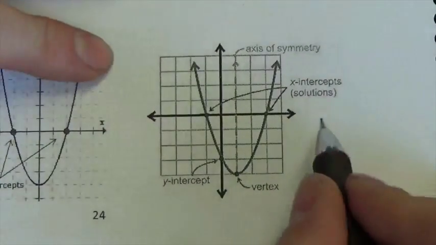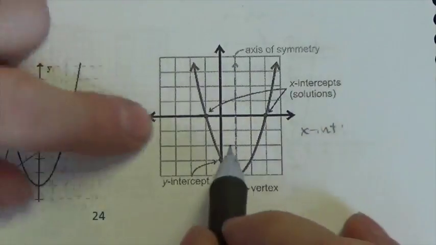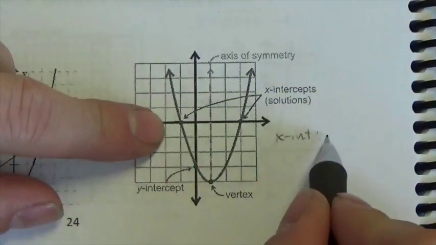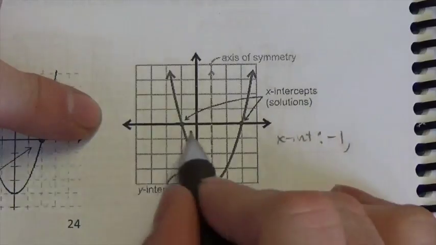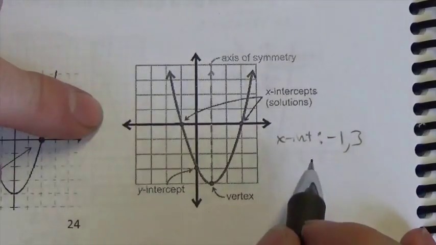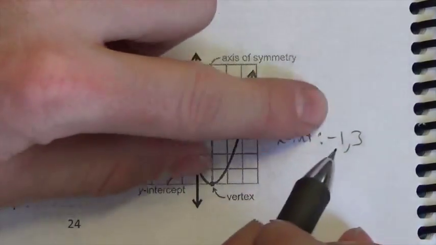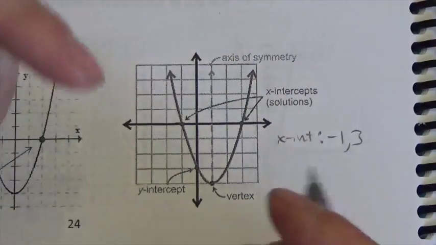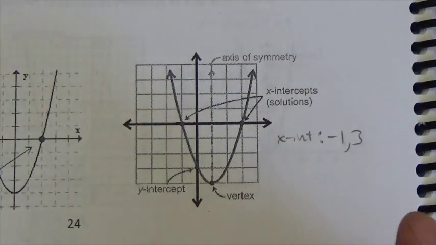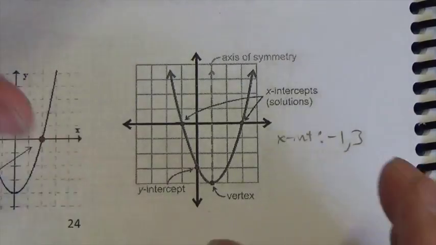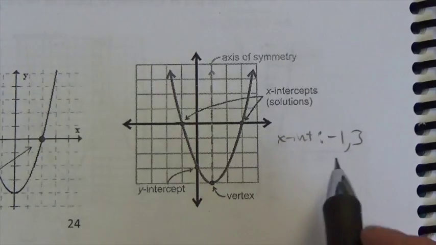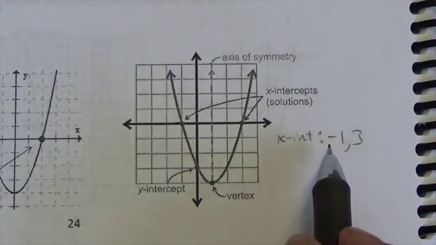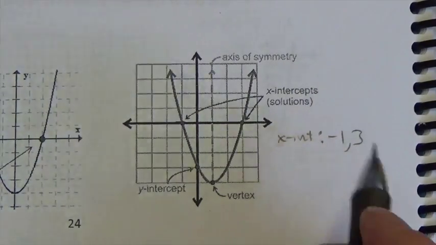So here, my x-intercepts, when I take a quick look at this, will be negative 1 and 3. Notice I'm not saying x-intercepts equals negative 1 and 3, because I'm not creating an equation here. Okay, because an equation is something that I can graph, it'd be like a line. I don't want that. I'm just listing the numbers that qualify as x-intercepts. Okay, so negative 1, 3, and I'm using a little colon there.